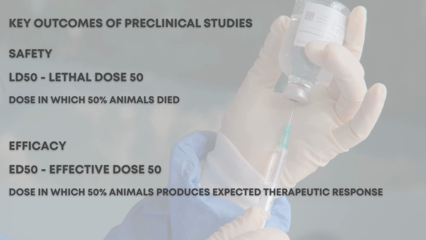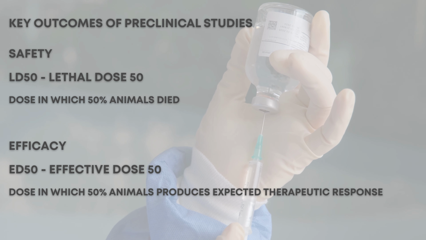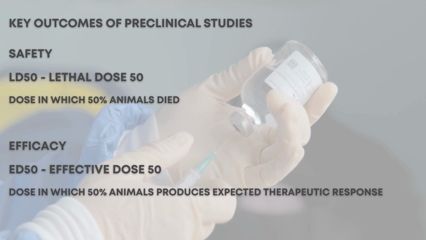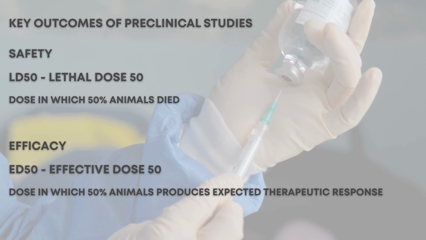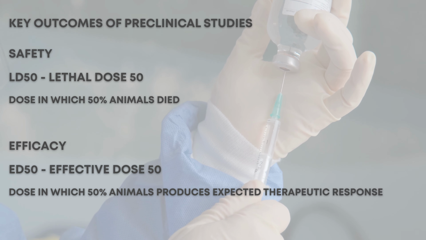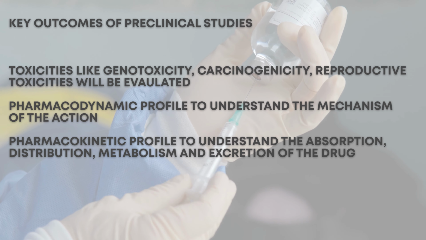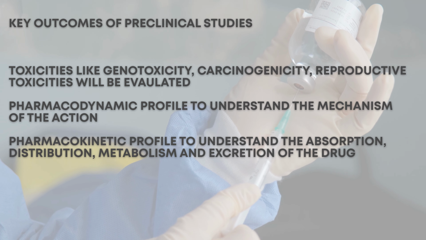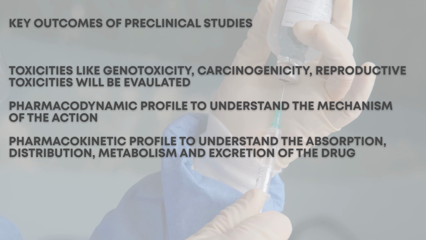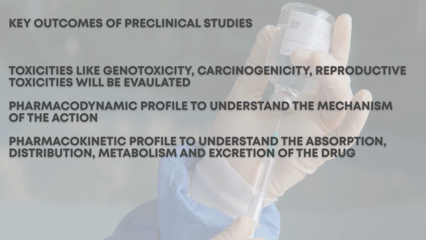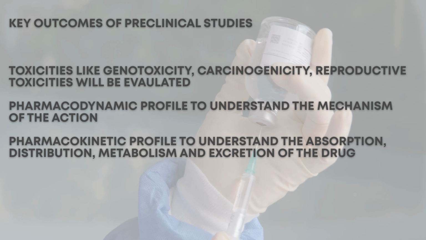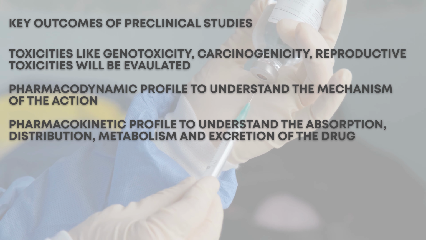To determine efficacy, the effective dose or ED50 is identified during preclinical testing. The dose at which 50% of the animal population produces the expected therapeutic response is called ED50 or effective dose 50. This helps to fix the dosing and frequency schedule for the human population. Apart from this, toxicities like genotoxicity, carcinogenicity, and reproductive toxicities will be evaluated. Also, the mechanism of action or pharmacodynamic profile and pharmacokinetic profiles will be evaluated in preclinical testing to understand the absorption, distribution, metabolism and excretion profile of the drug.